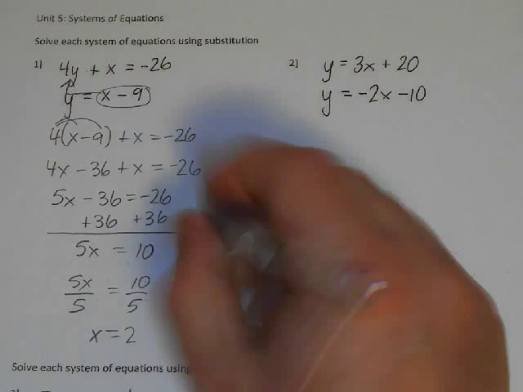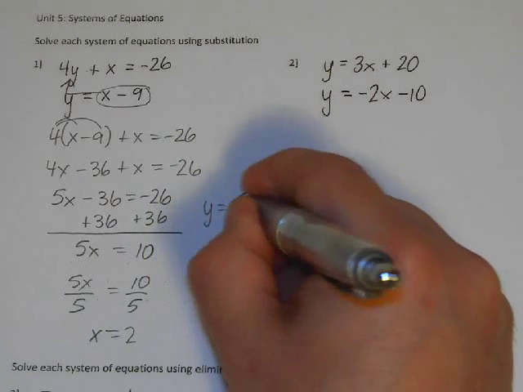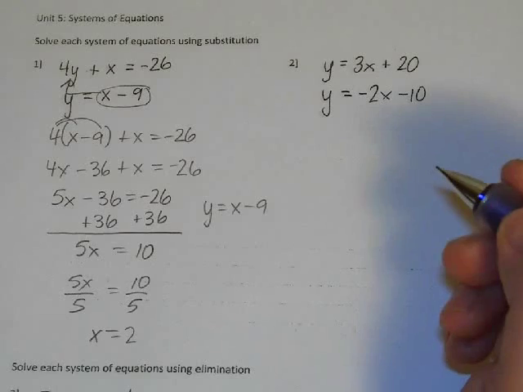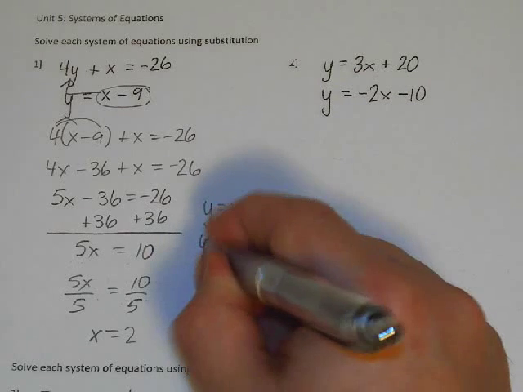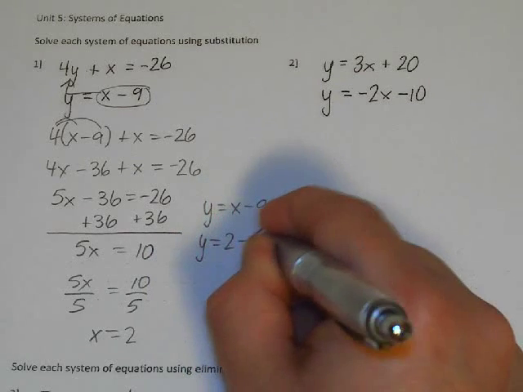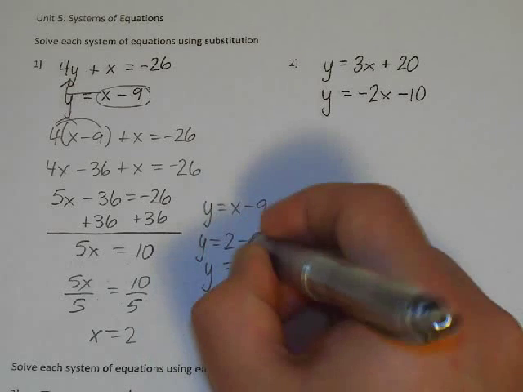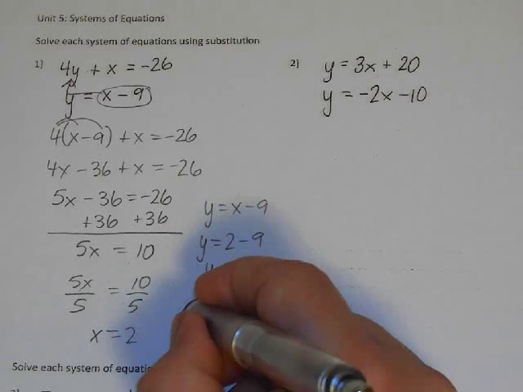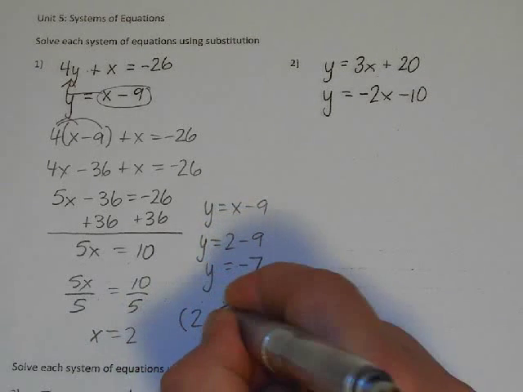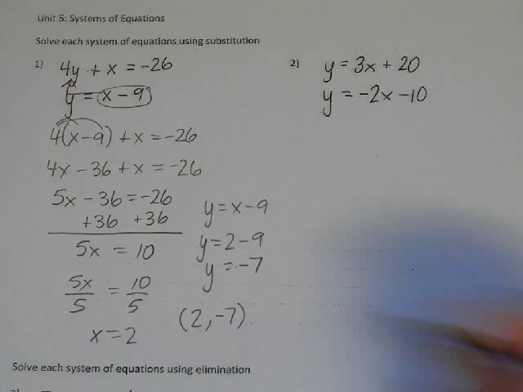Now once we have x, we can easily solve for y by using the bottom equation, y equals x minus 9. Plugging in the 2, we get y equals negative 7. So our solution should be written as an ordered pair, (2, negative 7).